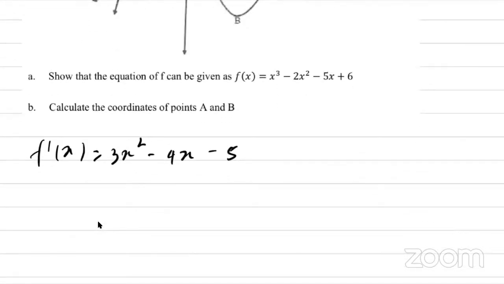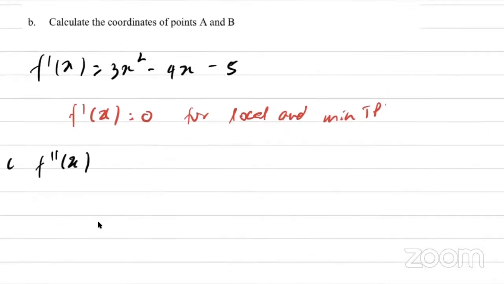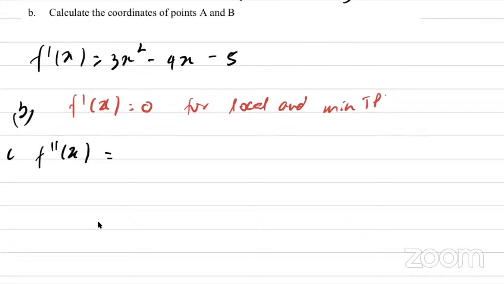And on the first derivative, you did find your maximum and minimum turning points at f prime of x equals 0. And then you differentiated these for the local maximum and minimum turning points, right? Yes, you did that. So right now I'm looking for the second derivative. This should be part C of the question. Part B we did, and part A we were supposed to find the equation. So the second derivative will be 6x minus 4, right?